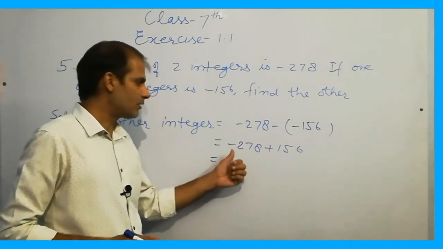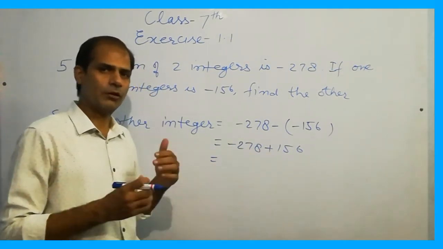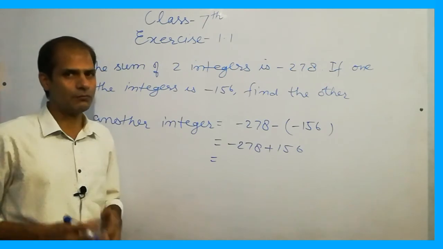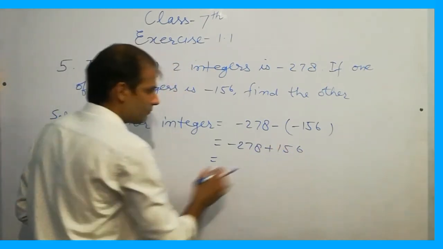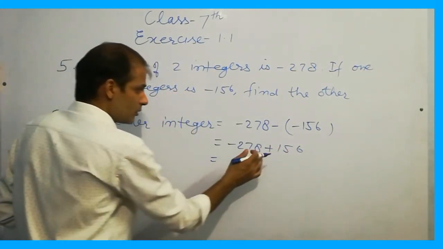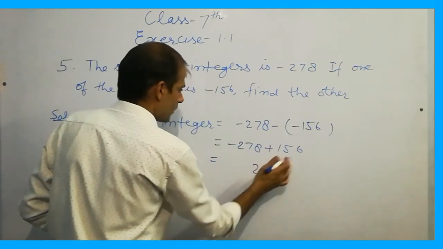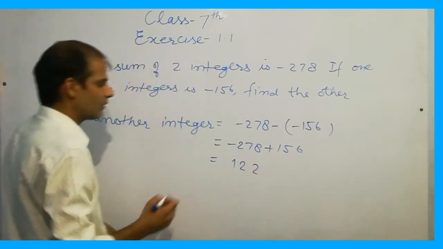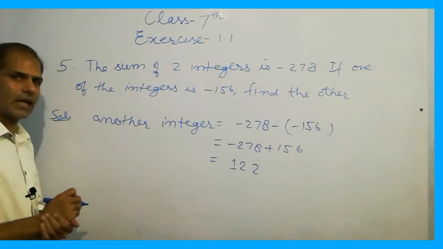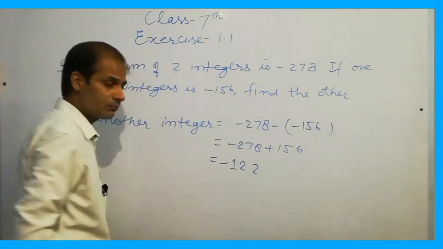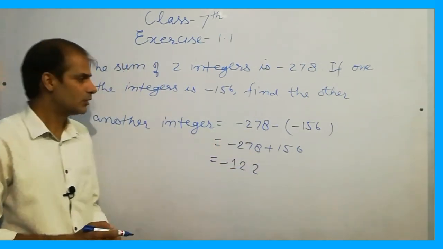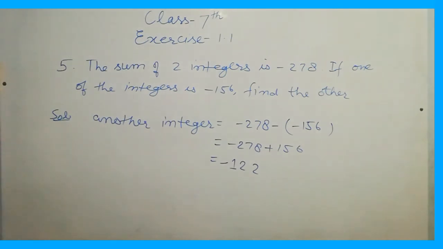Now again you should remember the rules. These have opposite signs, minus and plus. So perform the subtraction and put the sign of the bigger number. So what is the difference? You have to find the difference of these two. So 8 minus 6 is 2, 7 minus 5 is 2 and 2 minus 1 is 1. And what will be the sign? The sign will be negative because the bigger number is negative. So in this way you will solve the questions.